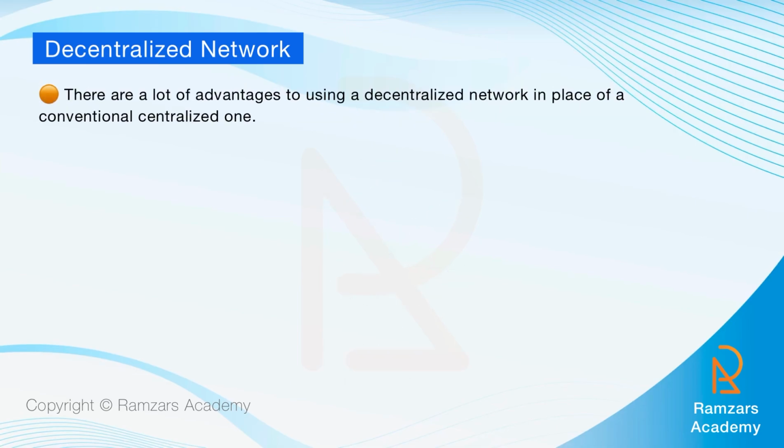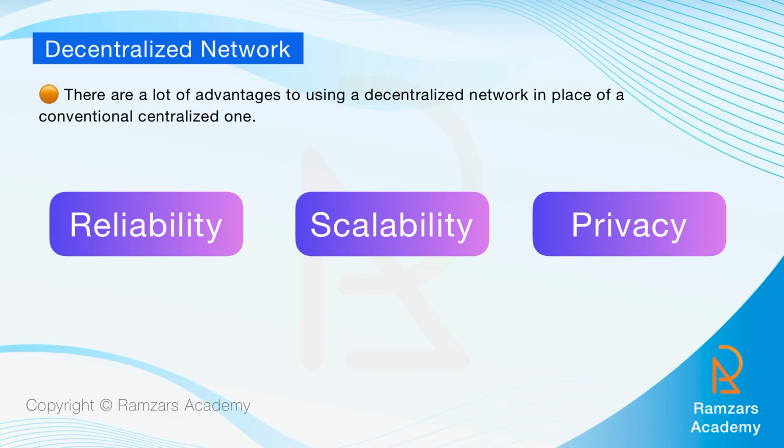There are a lot of advantages to using a decentralized network in place of a conventional centralized one. Decentralized systems are more reliable as there is no single point of failure. Another benefit is high scalability. In order to increase the computational capability of the system, you can simply add more machines. Decentralized systems also offer greater privacy as compared to centralized ones. All the information passes through a number of different points as compared to a single point in a centralized system, making tracking difficult.